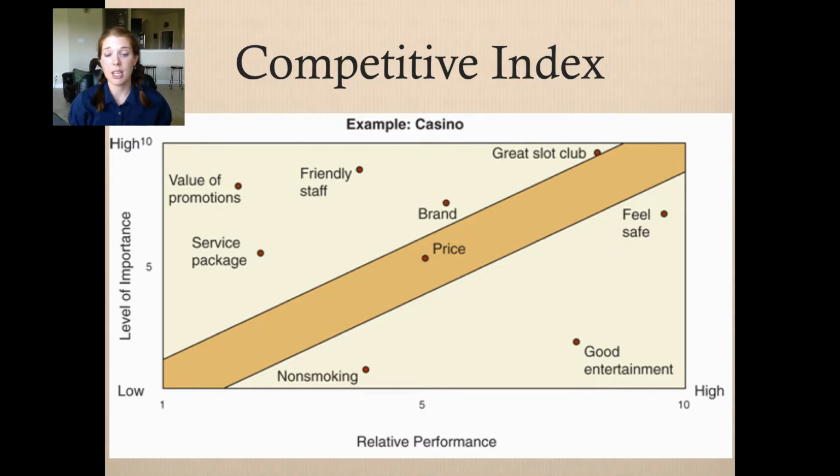Now, the really important thing is when we have high levels of importance and high levels of performance, that means we're doing something right. Something like the Great Slot Club and feeling safe. These are two things that are not only highly important, but you're performing very well. And so we want to continue to do this. So this is just giving us a perceptual map of things that our guests find important and how well we're performing on those levels to determine maybe where we should allocate some of our resources.